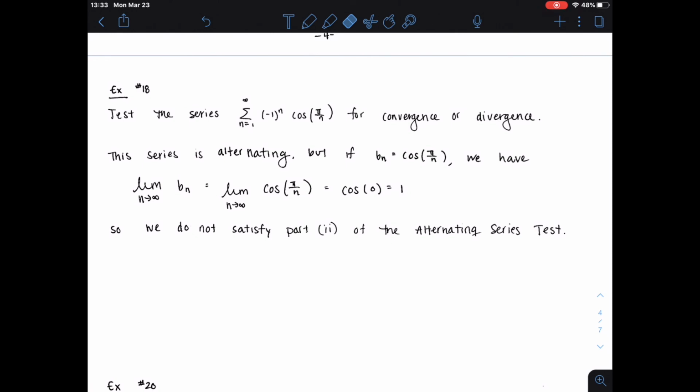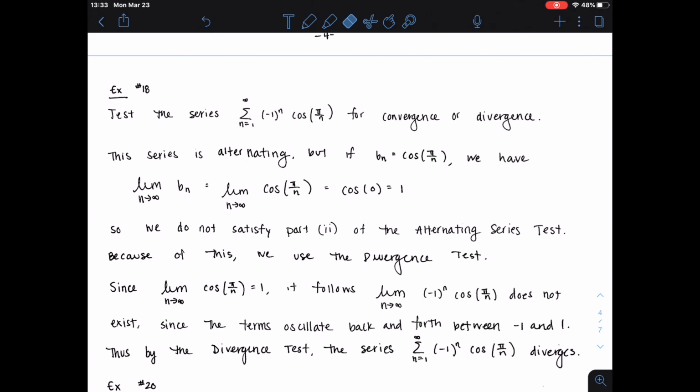So I cannot say here that this is divergent by the alternating series test. This tells me my limit didn't go to 0. Oh, that's exactly what the test for divergence says. So because of this, we use the test for divergence, or divergence test. Since the limit of that general term is 1, as soon as you add that alternating part, the limit as n goes to infinity of -1 to the n cosine of pi over n doesn't actually exist, because it's alternating back and forth between -1, +1, -1, +1. So by the divergence test, this series is divergent.